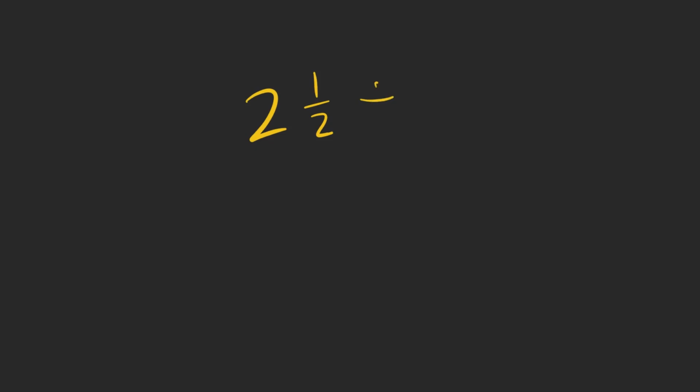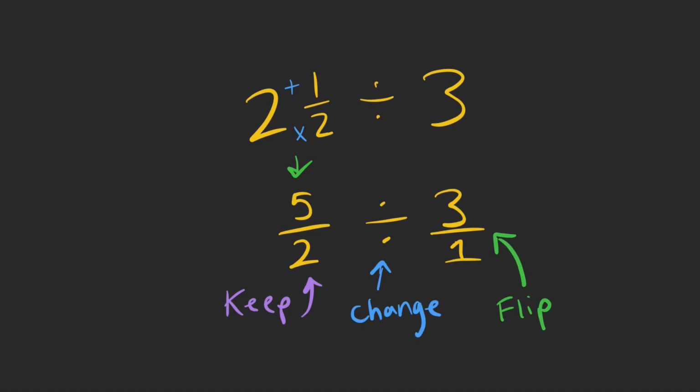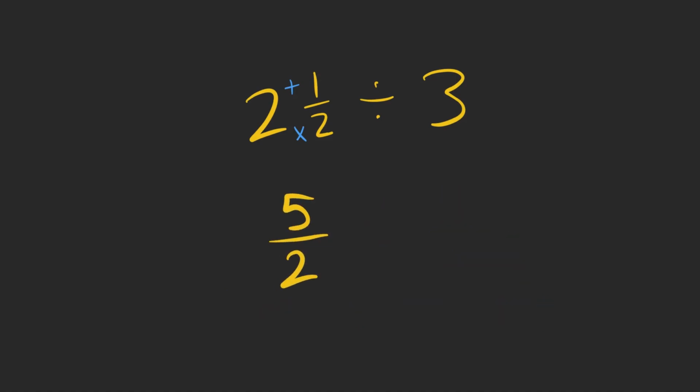That's it. 2 1/2 divided by 3. We're going to multiply 2 times 2 is 4. Then 4 plus 1 is 5. So 2 1/2 equals 5/2. Now rewrite the problem. 5/2 divided by 3. Turn 3 into a fraction. So 3 is 3/1. Now we use keep, change, flip. 5/2 divided by 3/1 becomes 5/2 times 1/3.